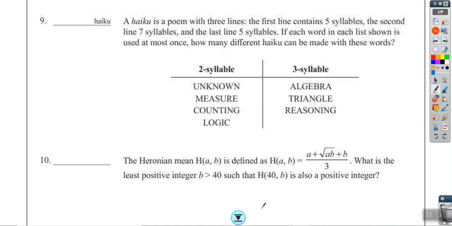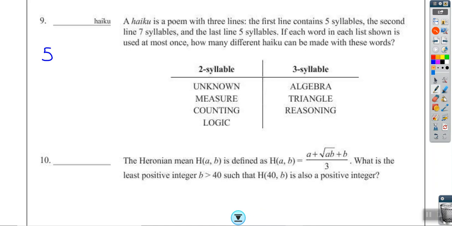So since I know that the first line is going to have five. No one at home can see that. So we know the first line has to have five syllables.